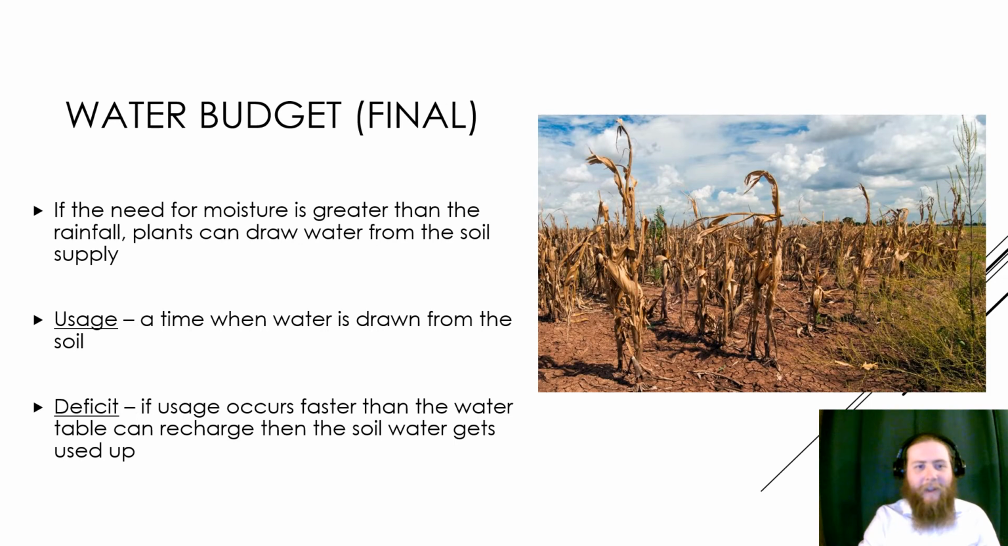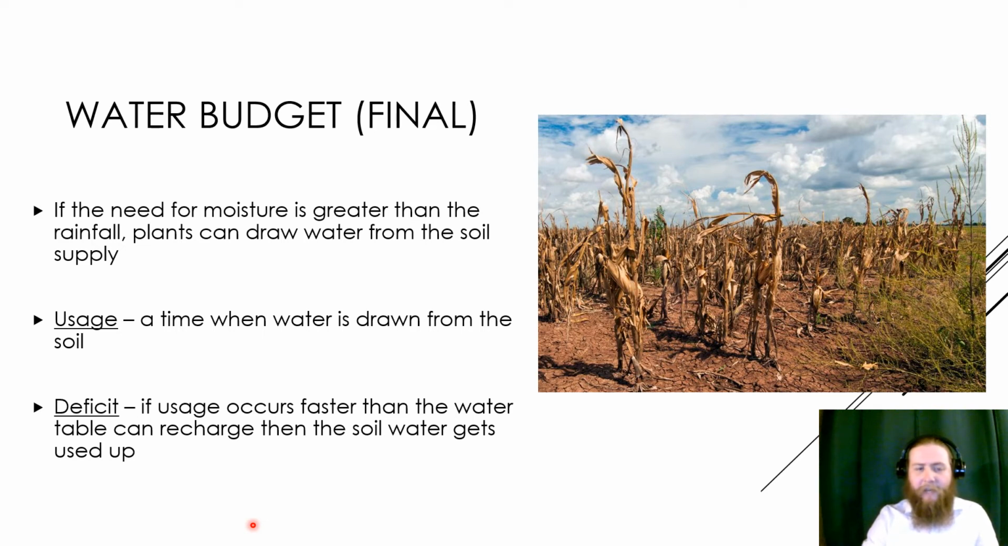All right, so our kind of final water budget slide here. If we need more moisture than we have at rainfall, the plants are going to draw from the soil, from that zone of aeration, using that capillary action to get water. This is called usage. When we're pulling water from the soil to use it for plants, to use it on our wells. If this usage continues and we don't get any new rainfall, we reach what's called the deficit.